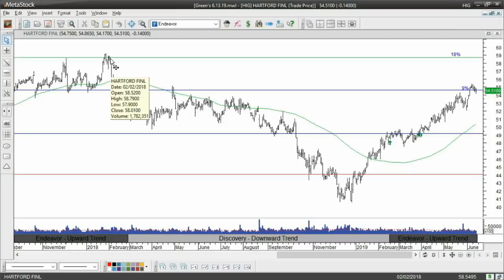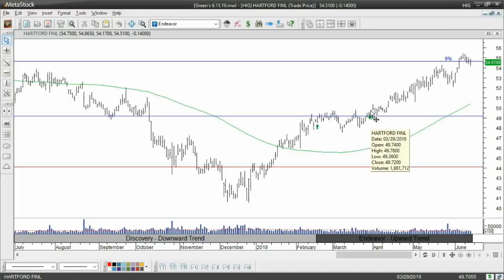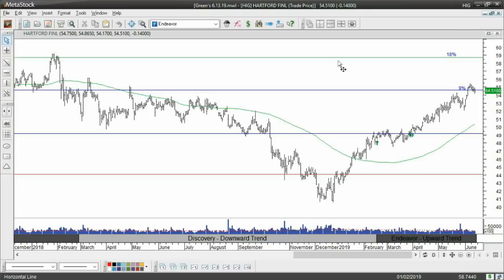Now, if our confirmation here, our close was 49.72. This high, we said, was 58.73. So that's larger than 15%, but smaller than 20%. It puts us firmly in the 18% range. So we know that our risk was just over 11%. Our profit projection is 18%.